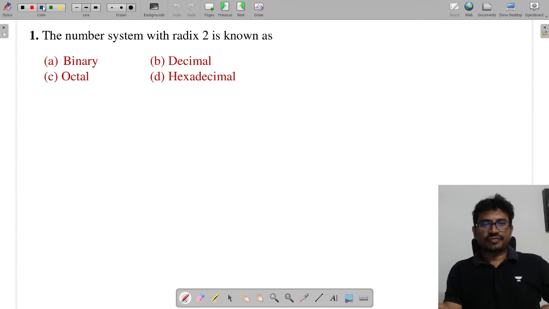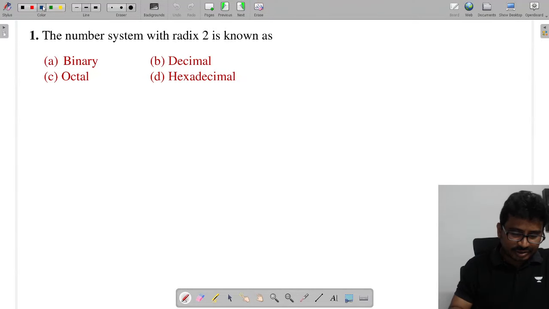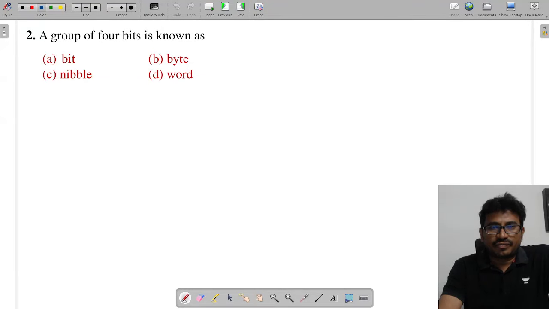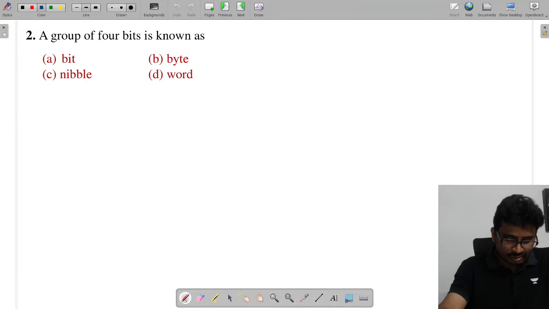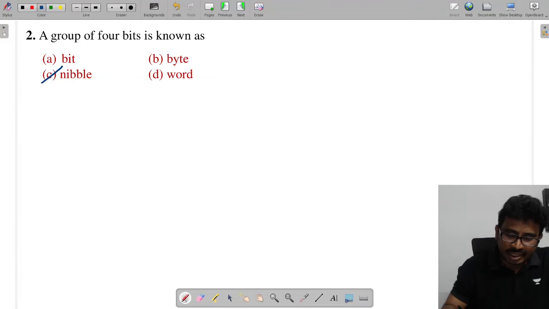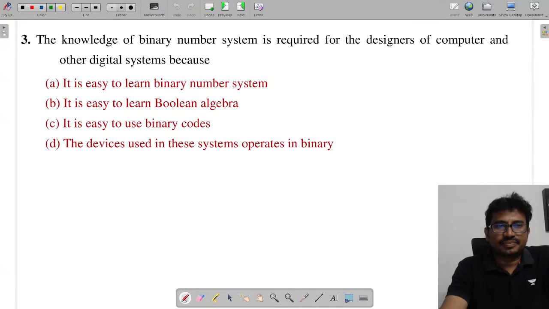Chalo. The first one. The number system with radix 2 is called, if the radix is 2, then we call that a binary system. A group of 4 bits is called what, tell me now? Nibble. Here 1 bit, 1 number, is a bit, and 4 bits is called a nibble. 8 bits is called a byte. 8 is called what, tell me? Byte. They are asking for 4, that means nibble. 4 bits is called a nibble.